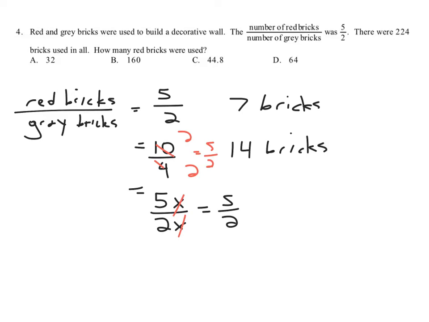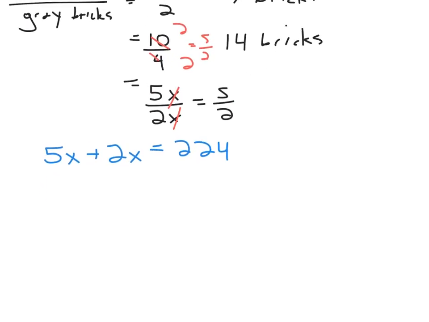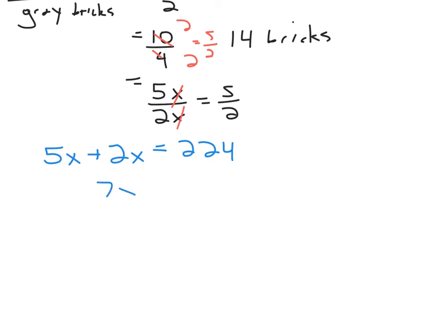But then we can use that to find out how many of each there were, because we can say 5x red bricks plus 2x gray bricks needs to equal the total number of bricks that they said were used, and that was 224. Now all you have to do is combine like terms and divide by the coefficient.